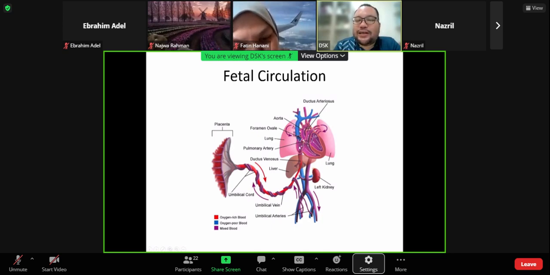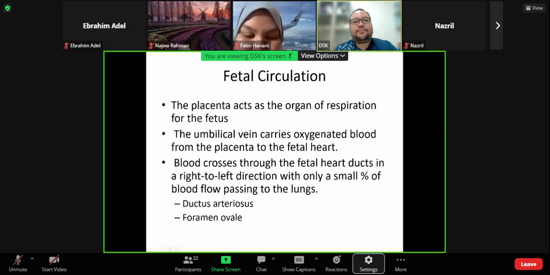Some will go into the right ventricle. The right ventricle goes to the pulmonary artery. From the pulmonary artery, it bypasses through the ductus arteriosus into the aorta. Then it goes around. Near the iliac artery, it branches into the umbilical arteries, going back to the placenta. Okay, so again, the placenta is the organ of respiration in the fetus.